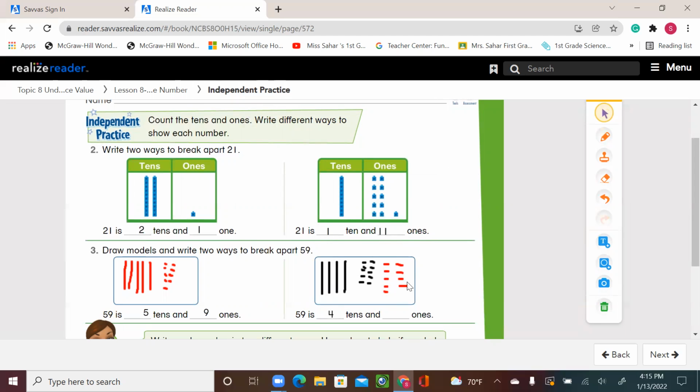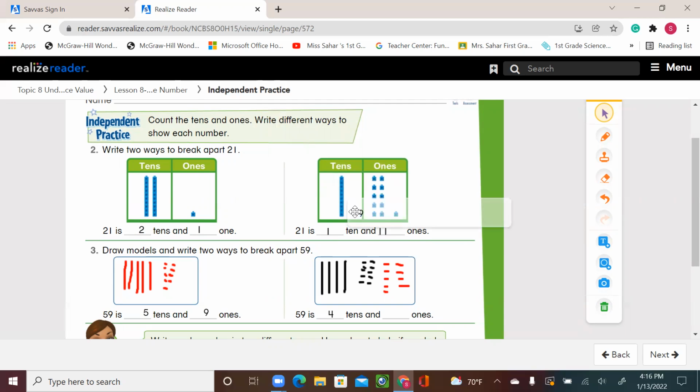And now I have to count all the ones I have. So let's count. 1, 2, 3, 4, 5, 6, 7, 8, 9, 10, 11, 12, 13, 14, 15, 16, 17, 18, 19. And I have 19 ones.